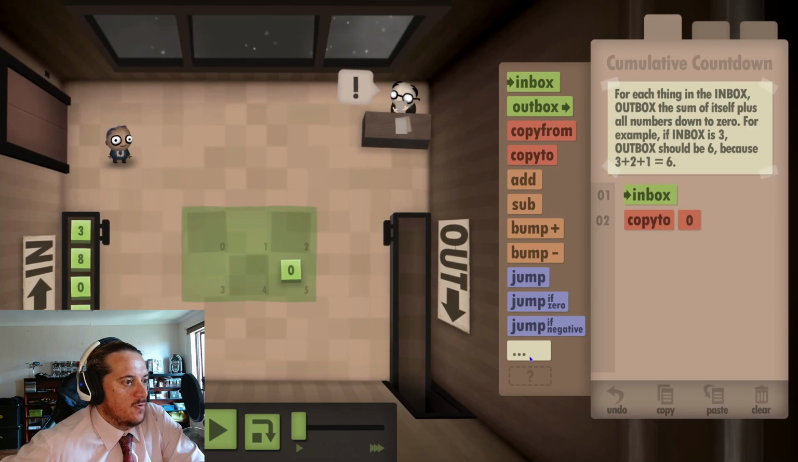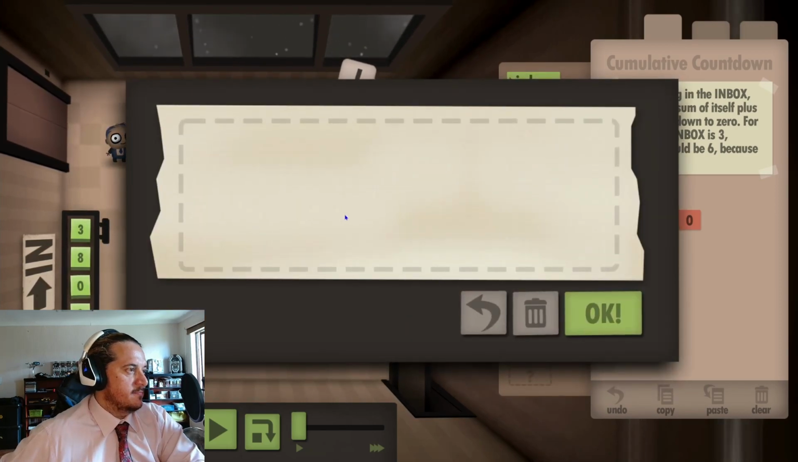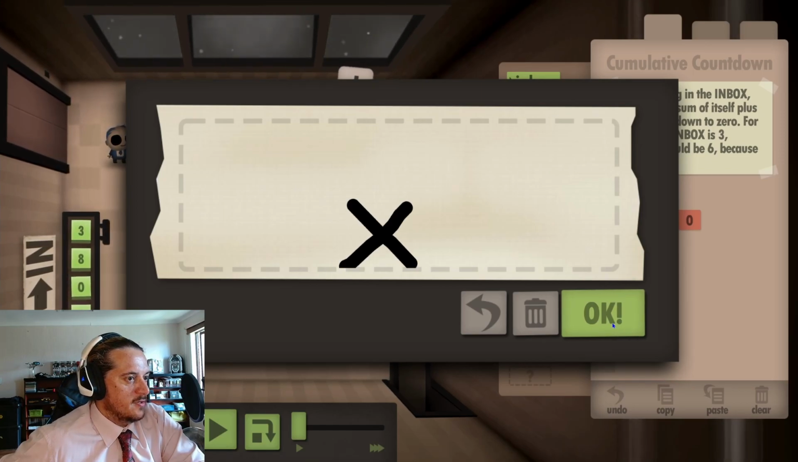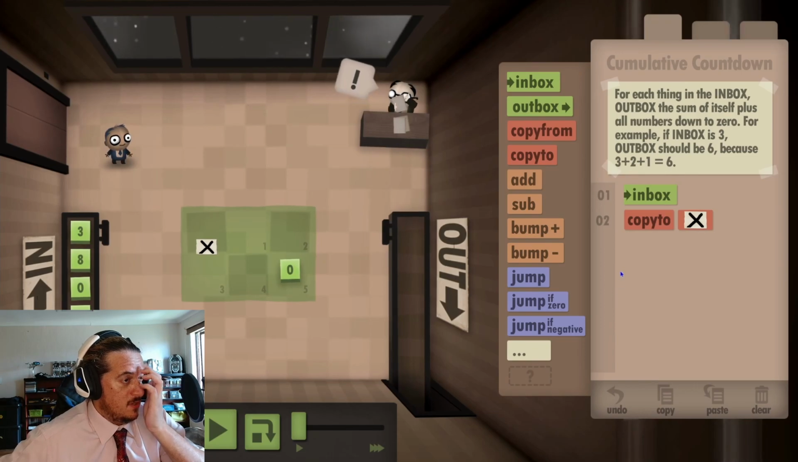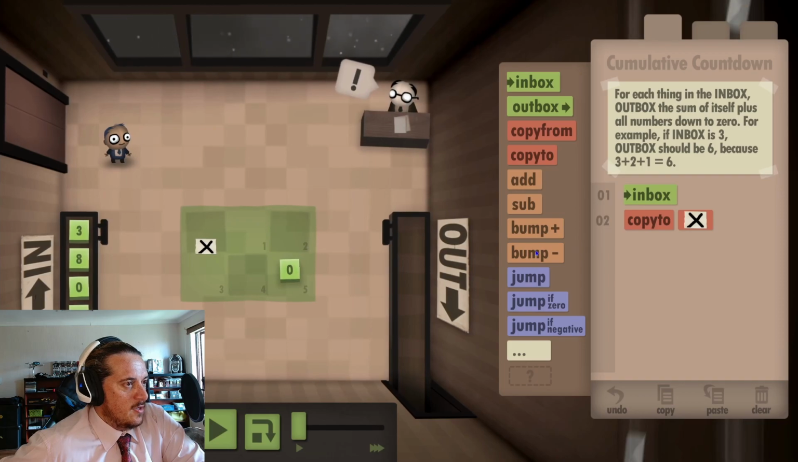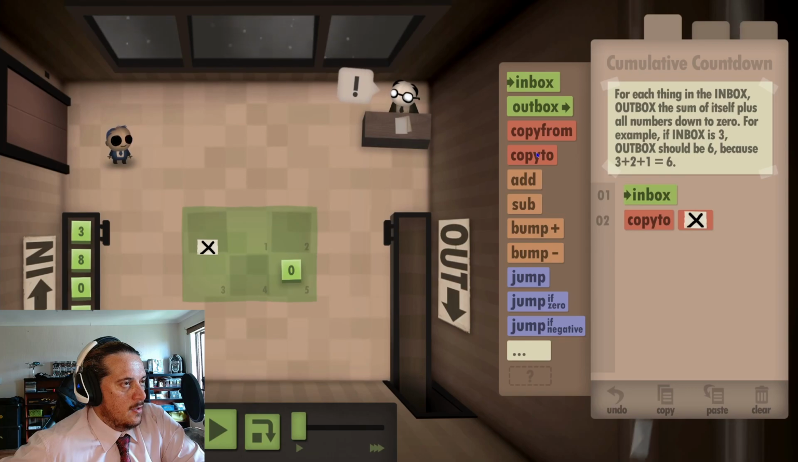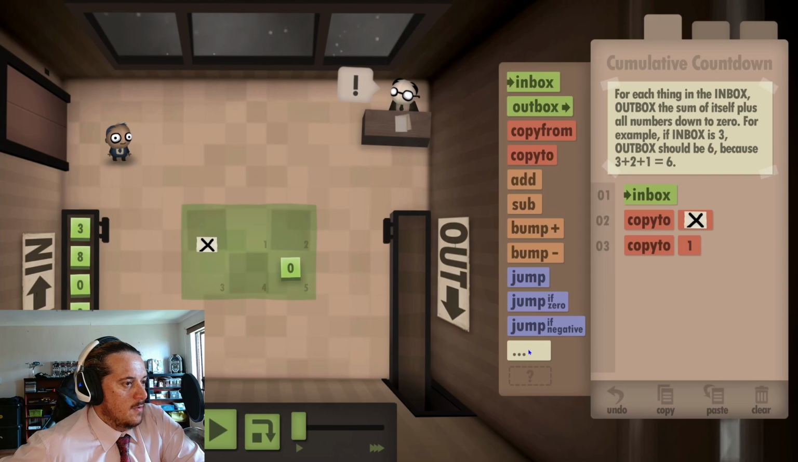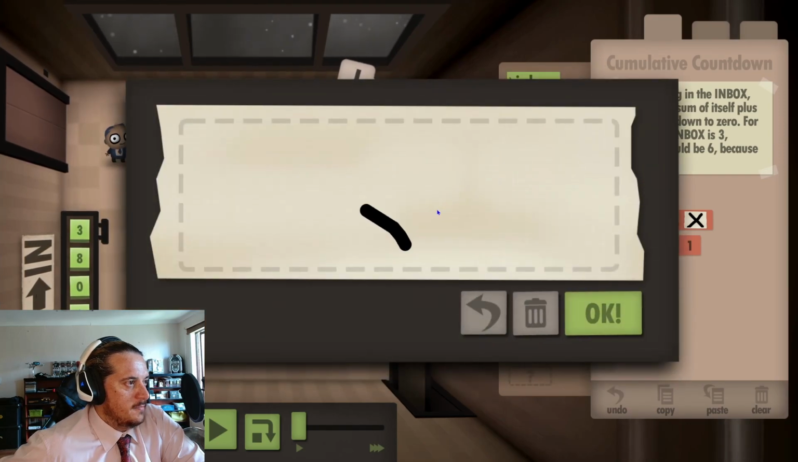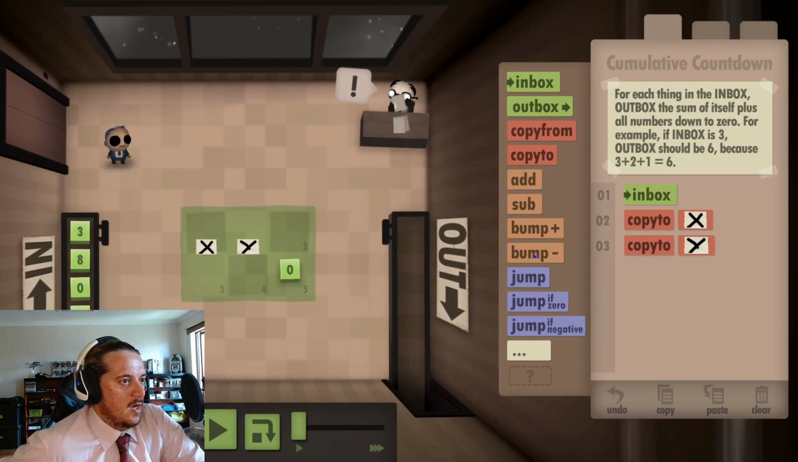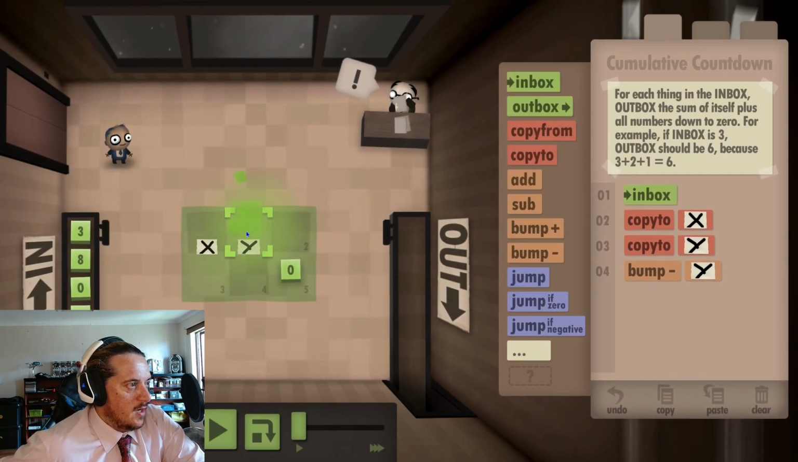So we're going to call this X. That's where we're going to start. Then I'm going to copy to Y. Let me see if my thinking's right here. So now I've got 3 and 3 in both of these. I'm going to bump minus Y.